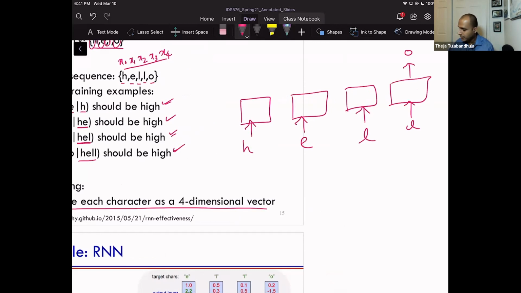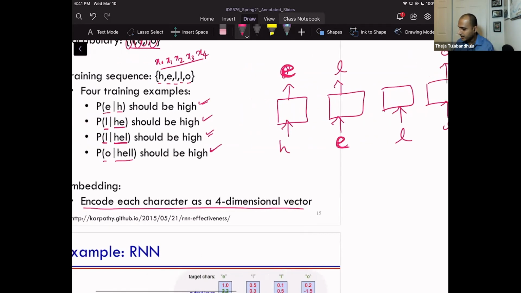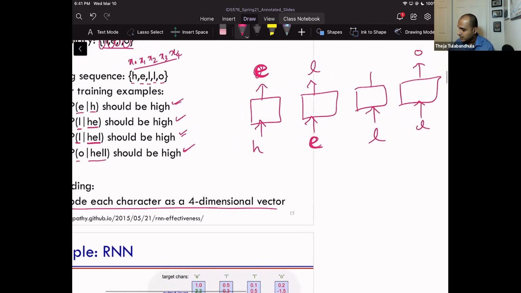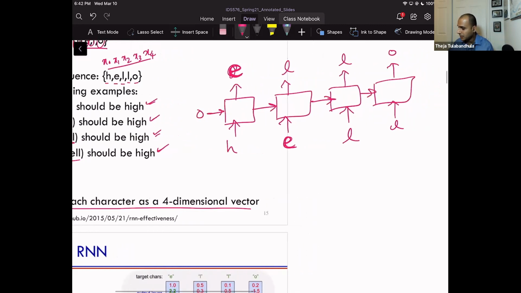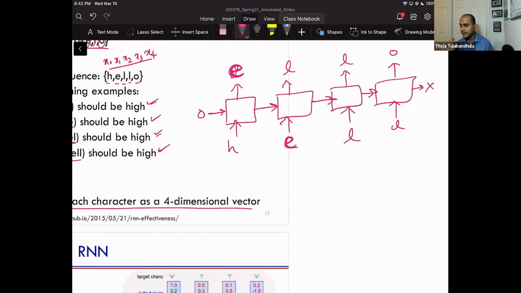But I also said that if I put H as an input, I need to produce E, then E, L, and L, and O. So basically at the top you are seeing X1, X2, X3, X4. At the bottom you're seeing X0, X1, X2, X3. Okay, and I'll stitch them together as well like this. Some input, but let's say this input is 0, and some output we don't get. Okay. So this is the RNN that we're aiming for in this example.